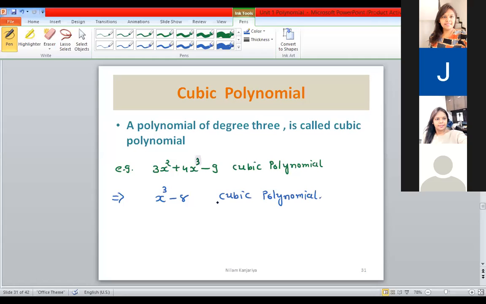So today we discussed the definition of the polynomial, degree of the polynomial, their type depending on the terms, and their type depending on the degree. This is what we discussed in today's lecture.